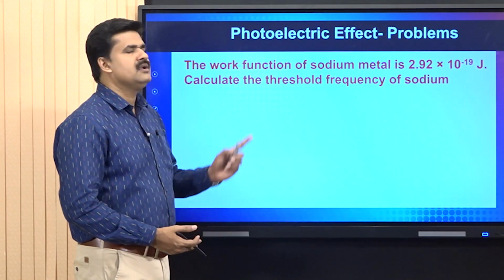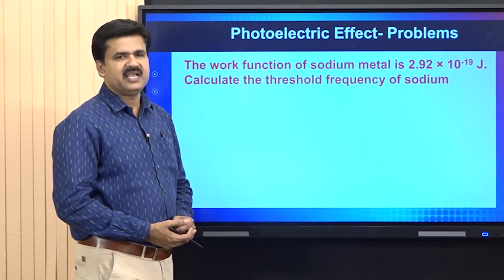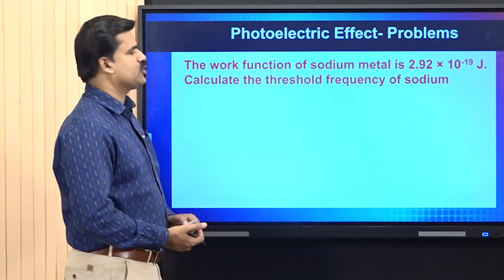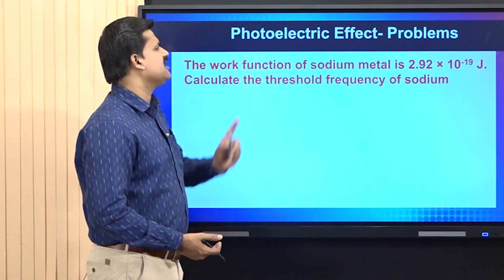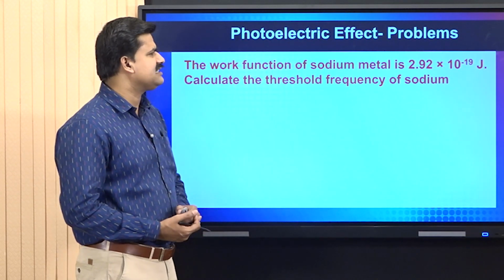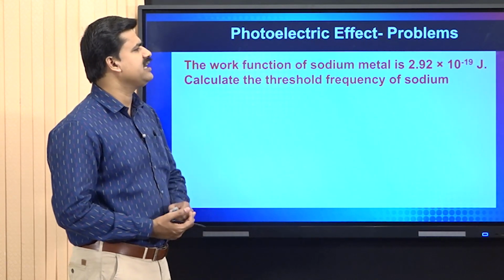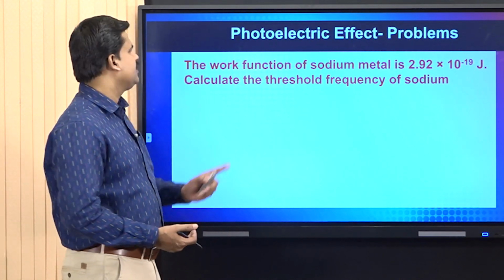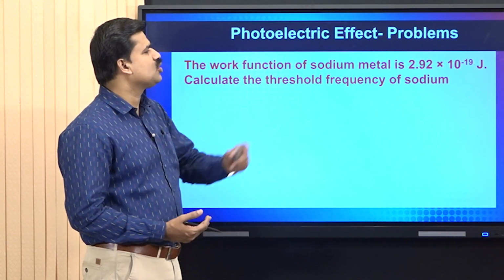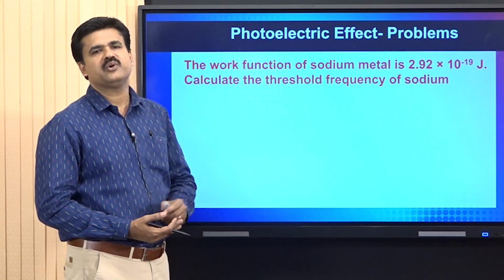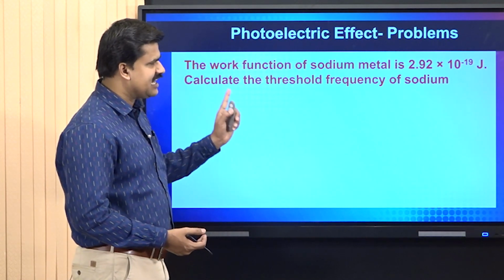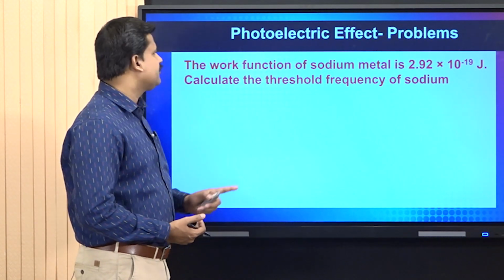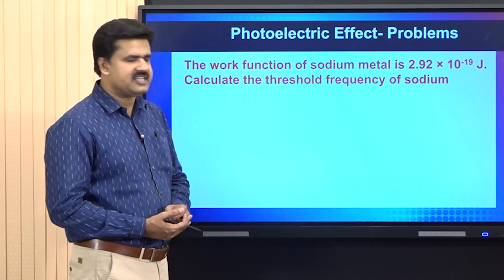Now, some numerical problems based on the photoelectric effect. The first problem: the work function of sodium metal is 2.92 into 10 raised to minus 19 joule. Calculate the threshold frequency of sodium metal. This is a direct problem where the value of the work function is given.